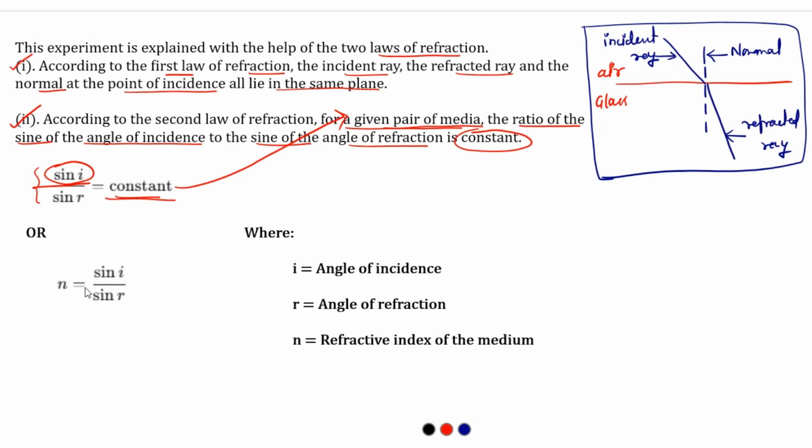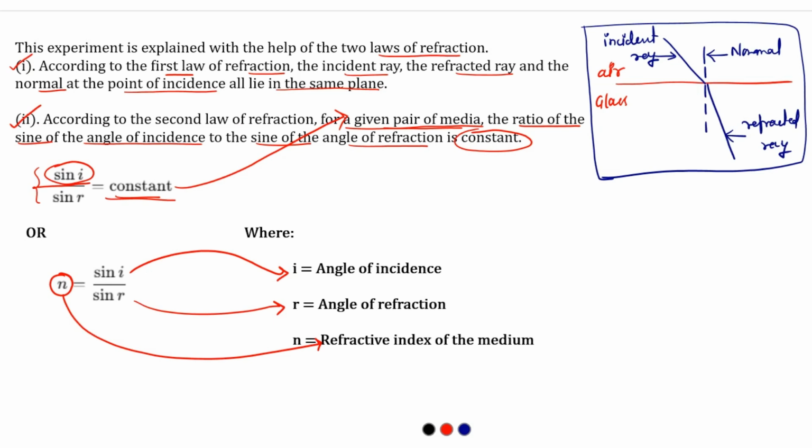The same thing can be denoted like this: sine I divided by sine R equals a constant, which can be denoted by a small n. And what is this small n? This is nothing but the refractive index of the medium. A very, very important concept, that is refractive index. So n is the refractive index, I is called the angle of incidence, and R is called the angle of refraction. So these are the two laws of refraction.